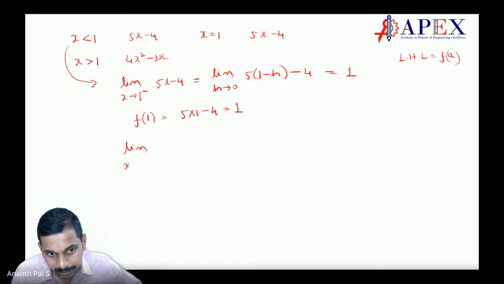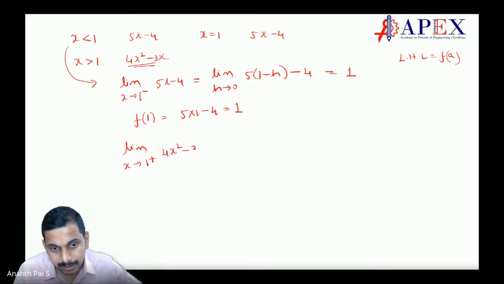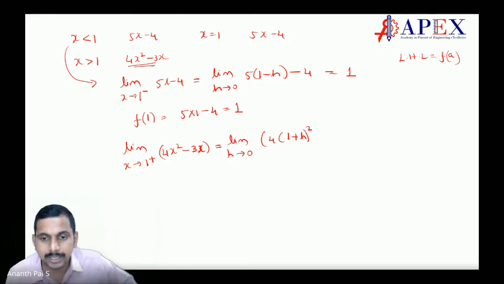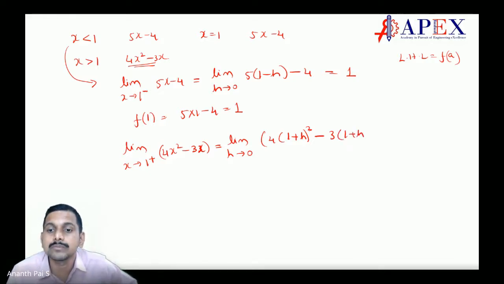First thing. Let us check the right hand limit. Limit x tending to 1 plus. What do we have to use? We have to use 4x square minus 3x. That is equal to limit h tending to 0. Instead of x square, you will write 1 plus h, the whole square. Minus 3x, sorry, instead of x you will write 1 plus h.